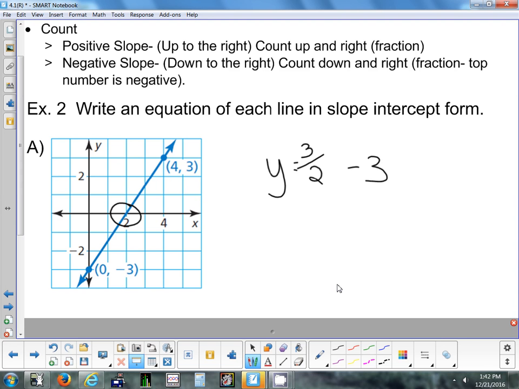Good. Like Melissa said, put the x next to the slope. Now I'm done. All right? There it is. y equals 3/2 x minus 3. Right? Now that's my equation of this line right here. All right? Just follow the steps and you'll be fine.